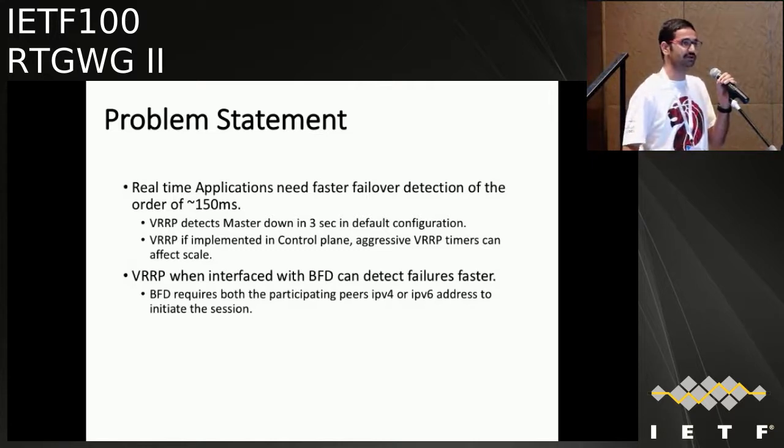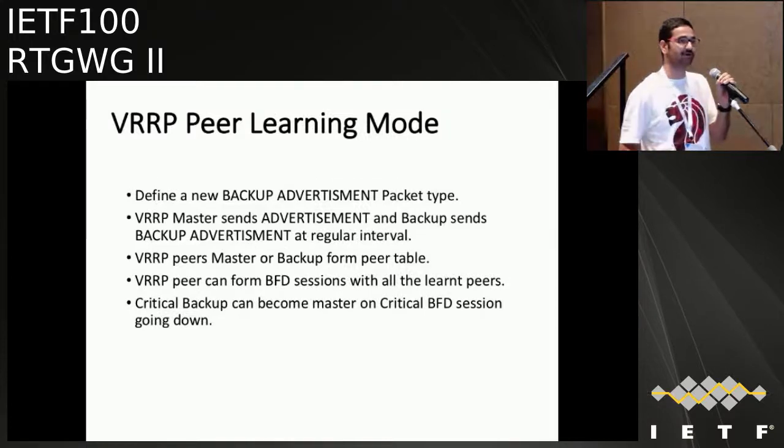But in order to use BFD, VRRP has some intrinsic limitations, where only the master VRRP sends out the packet, whereas the backups don't send out packets. As a result, the master also doesn't know about the backups. Whereas for BFD to work, BFD needs the IP address of the source and destination. That is where we brought this draft to bring a new advert packet type.